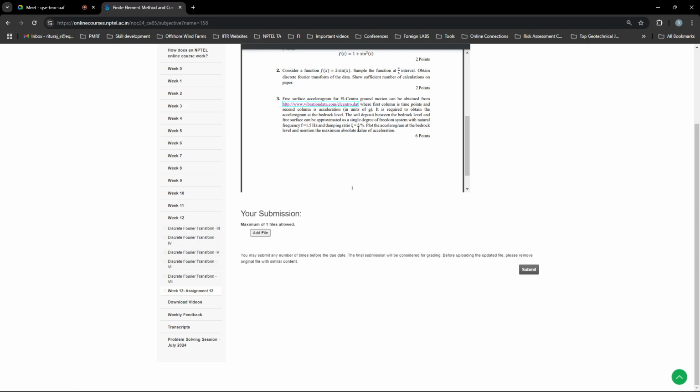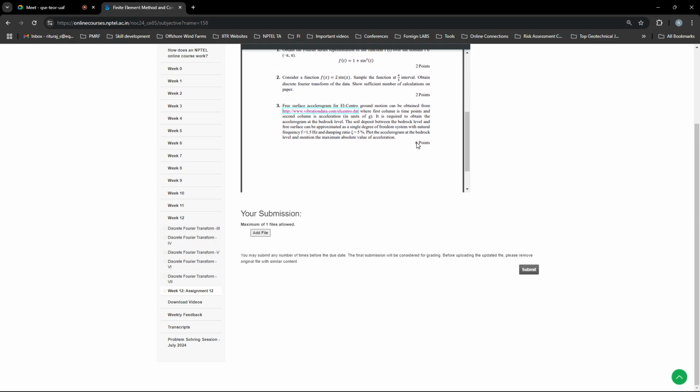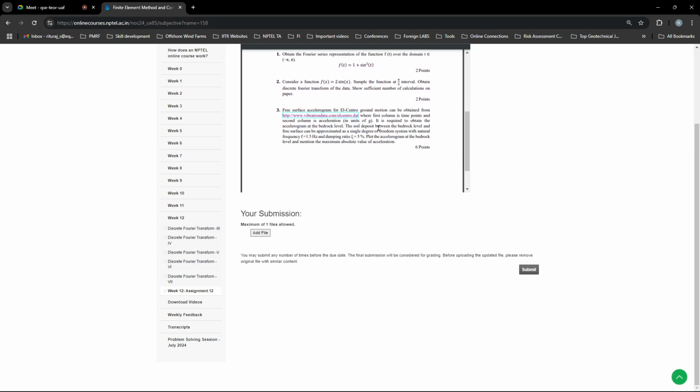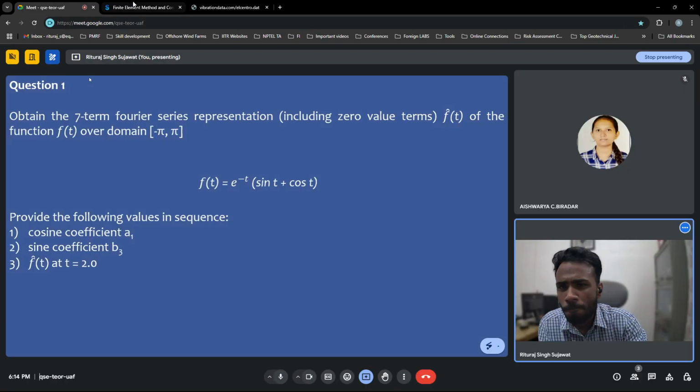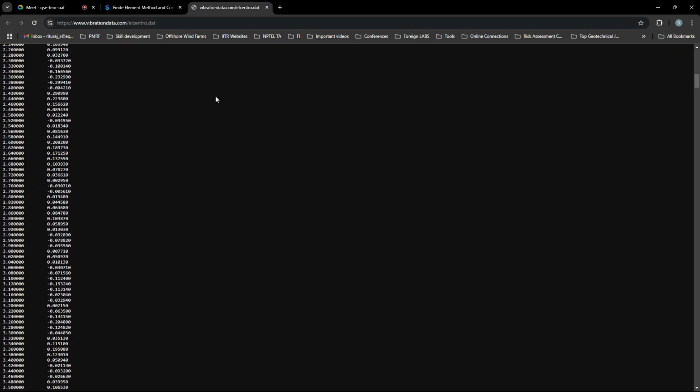So what is the question? The free surface accelerogram for the El Centro ground motion can be obtained. It is required to obtain the accelerogram for the soil deposit, and plot the accelerogram at the bedrock. Mention the maximum absolute value of the acceleration. So have you downloaded the ground motion? Yes, yes. Okay.